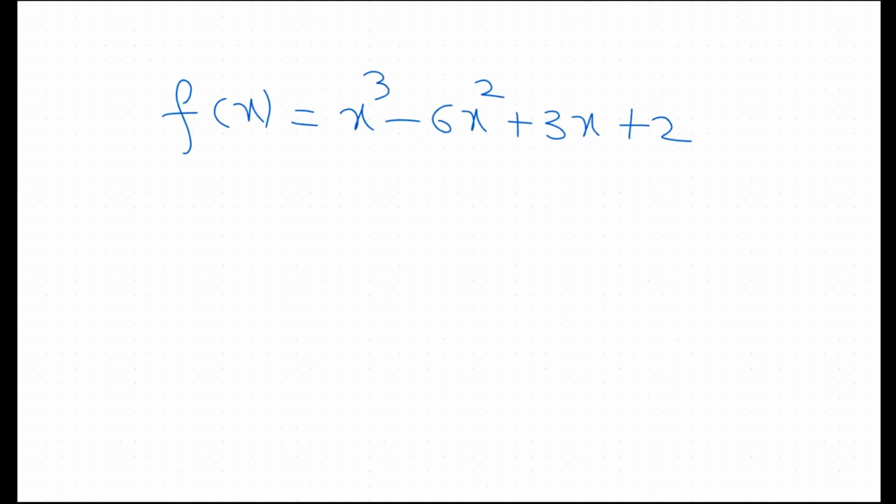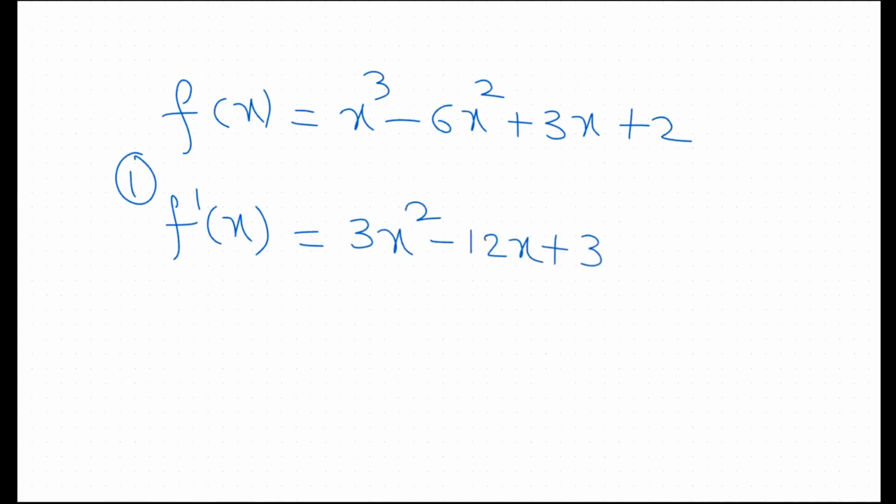Now how to get f dash, the standard method. Step 1: f dash. Tell me f dash first. f dash is 3x square minus 12x plus 3, equal to 0, and find the critical points.